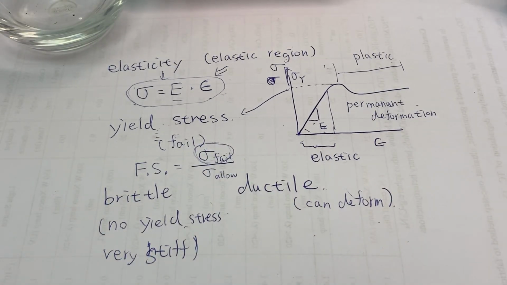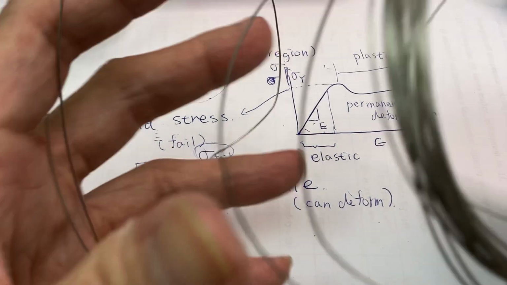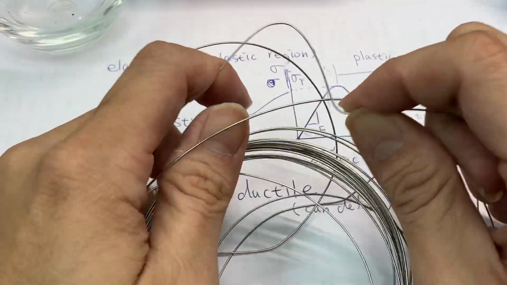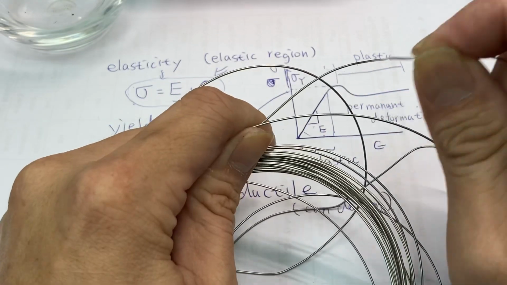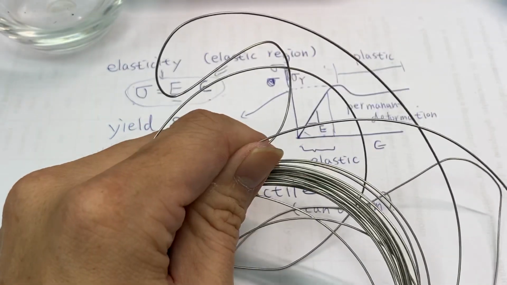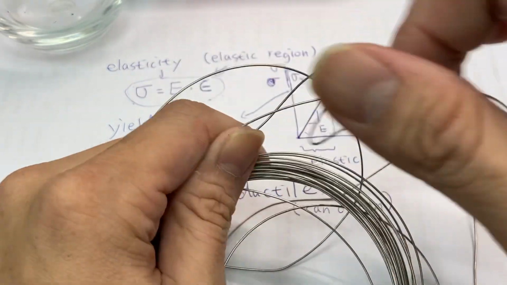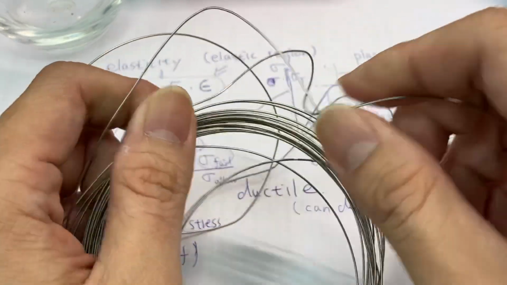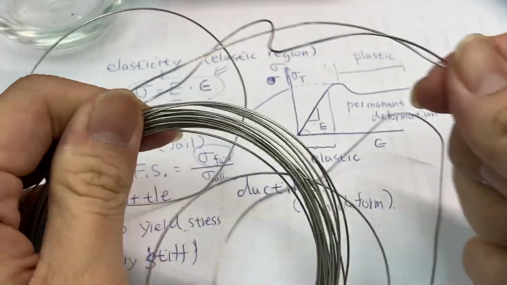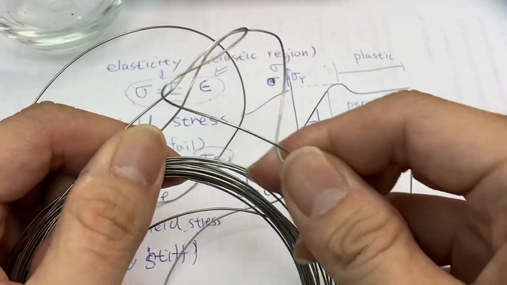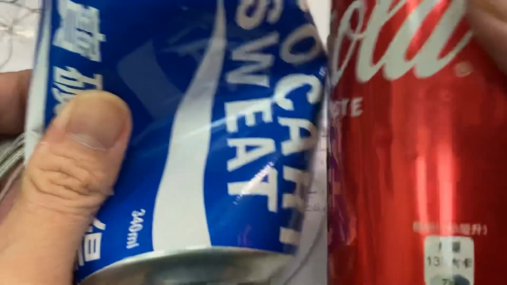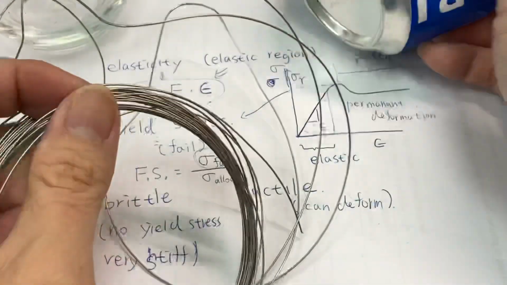So what is ductile? Metal is often ductile, like this metal wire. You see, it's ductile. That's why you can bend it, and it has a permanent deformation, right? You can bend this metal wire. That's called ductile. Metal often shows ductile behavior, and because metal is ductile, that's why you can compress the aluminum. Because metal is ductile, you can deform it.